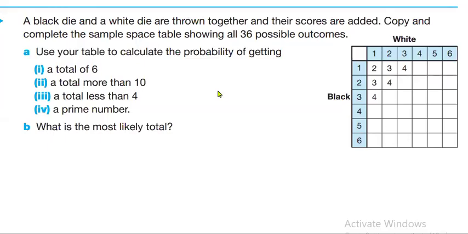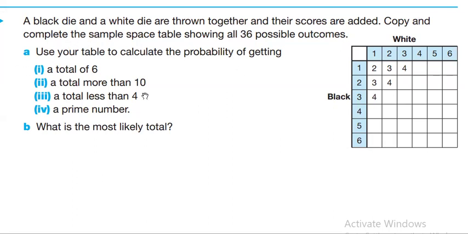In this video, we're going to talk about sample space diagrams in probability questions. Here, we're talking about sample space tables or sample space diagrams and how to use them to solve questions regarding probabilities. The question says a black die and a white die are thrown together and the scores are added. Copy and complete the sample space table showing all 36 possible outcomes. Use your table to calculate the probability of these.